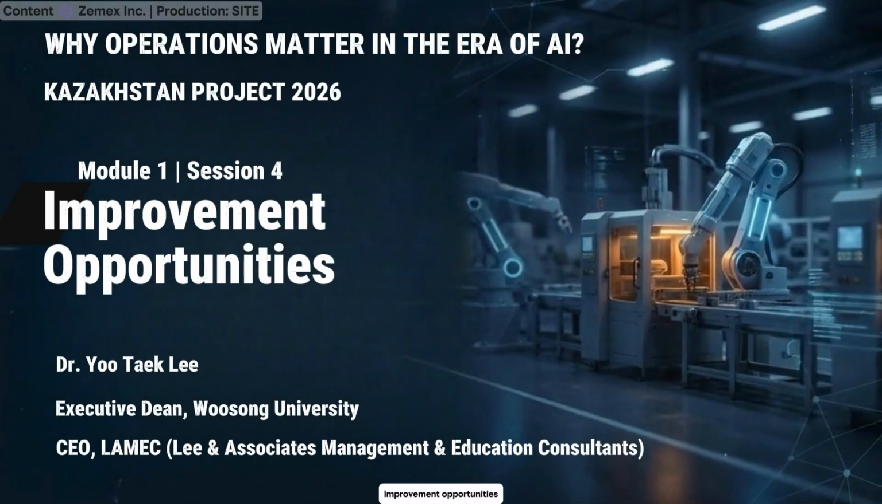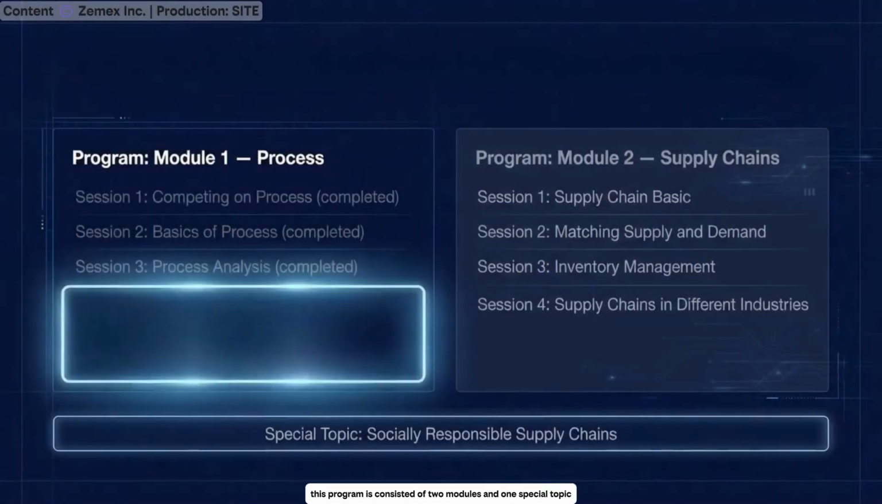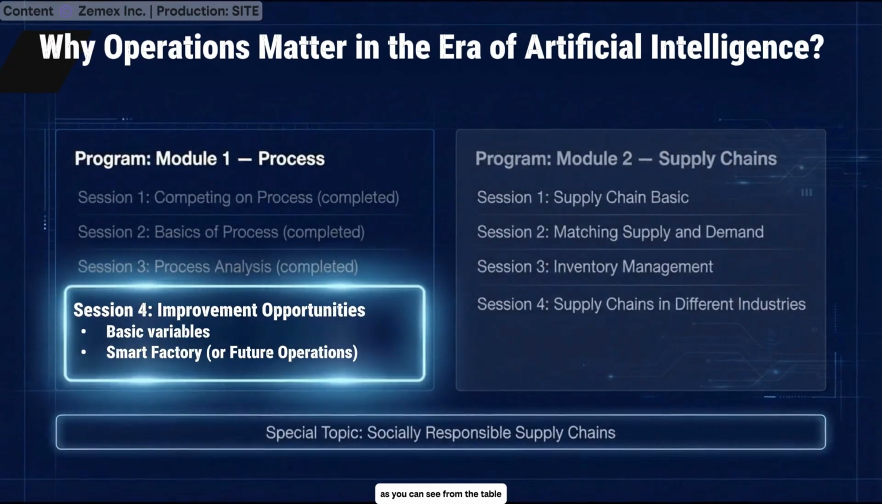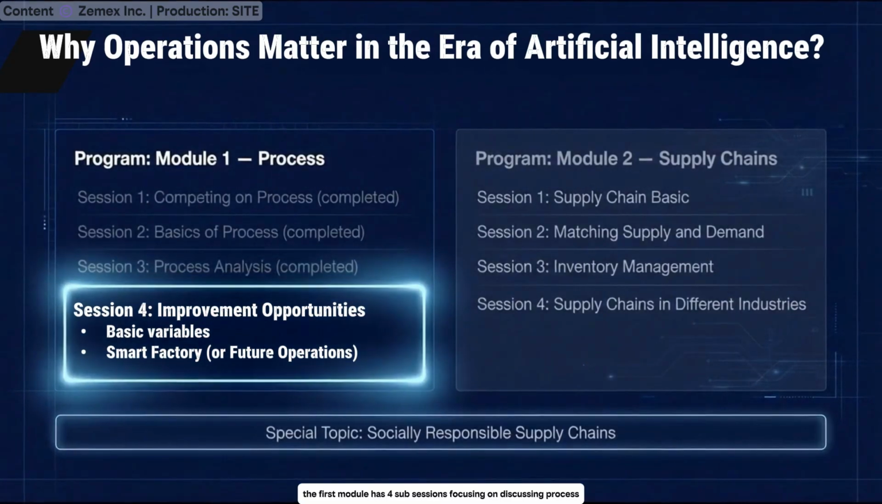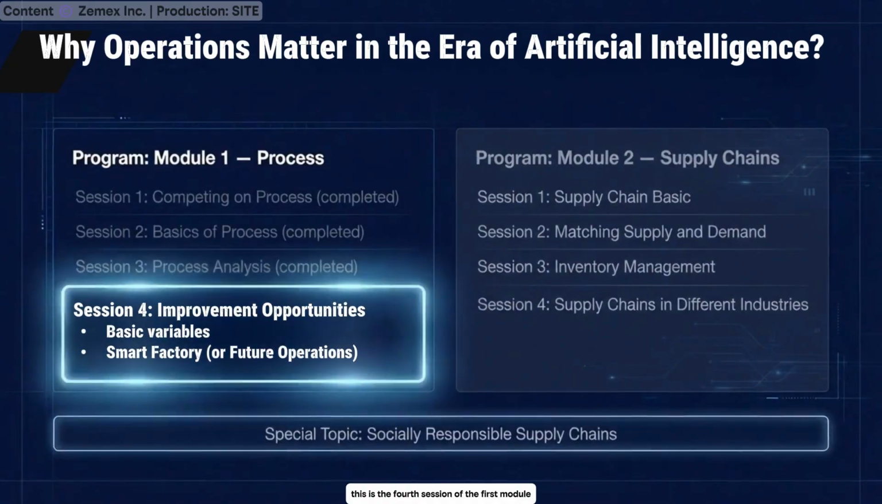Improvement Opportunities. This is the first module of the program and session number 4. This program consists of 2 modules and 1 special topic, as you can see from the table. The first module has 4 subsessions focusing on discussing process. This is the 4th session of the first module.